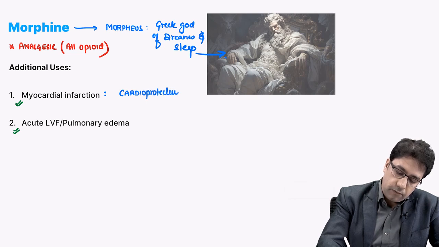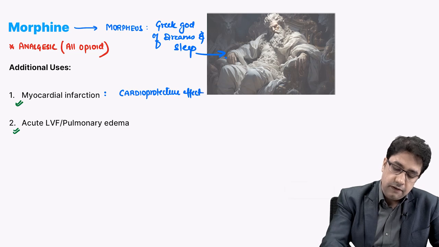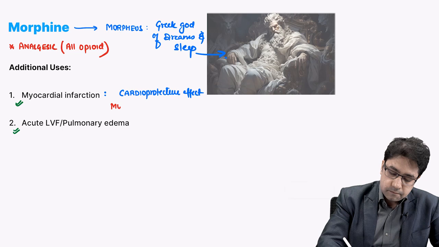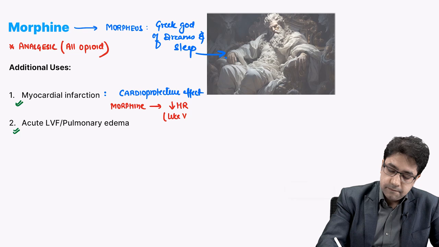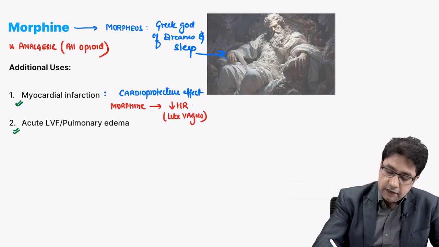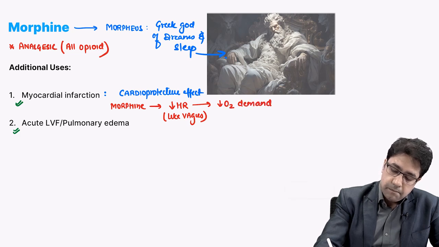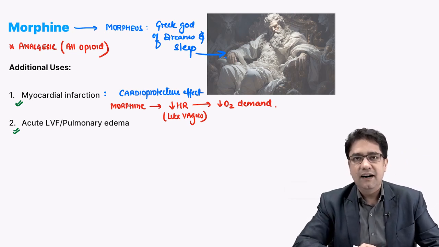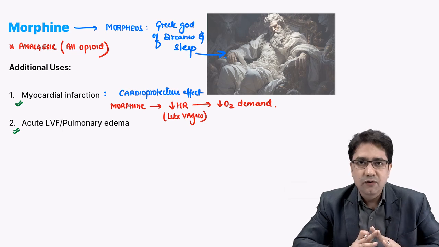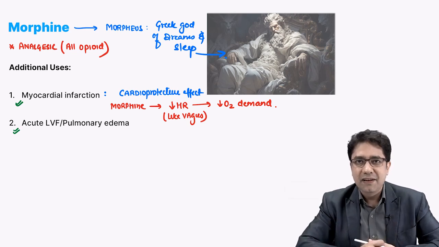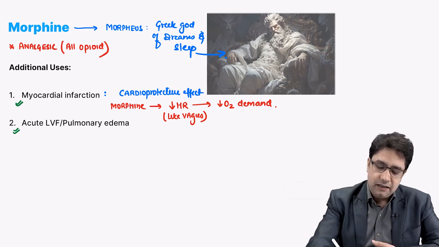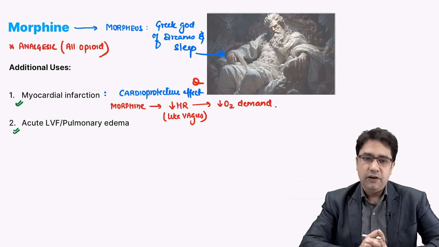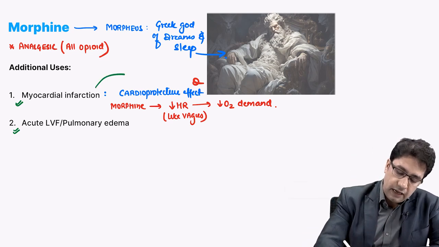How does morphine have a cardioprotective effect? Let's see the reason. When we give morphine, morphine decreases heart rate, just like the vagus nerve. Can we say if heart rate is reduced, that will decrease the oxygen demand of the heart? Because it decreases oxygen demand of the heart, can we say the risk of MI is reduced? MI occurs because of less oxygen supply, so it will decrease oxygen demand. That is why morphine has a cardioprotective effect, and that is why we give morphine in MI.